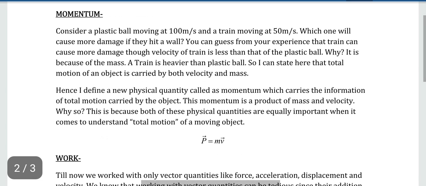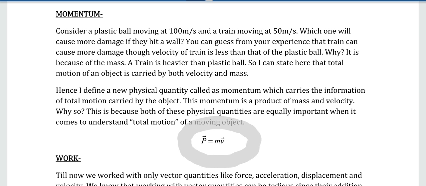Let us discuss momentum. Why did we require a term like momentum? We are happy with velocity, we are happy with acceleration, with time, with force, but what forced us to define something called momentum? You all know that momentum is given as mass multiplied with velocity. This is the formula, but the question is why momentum.